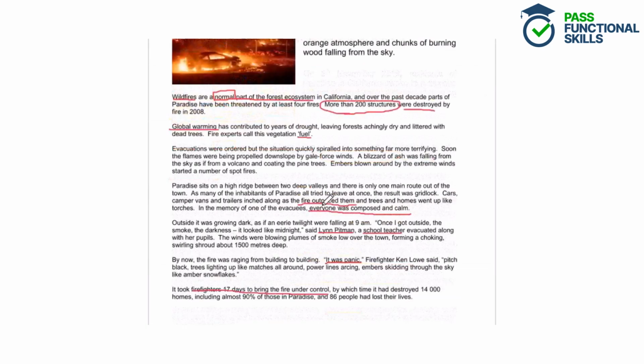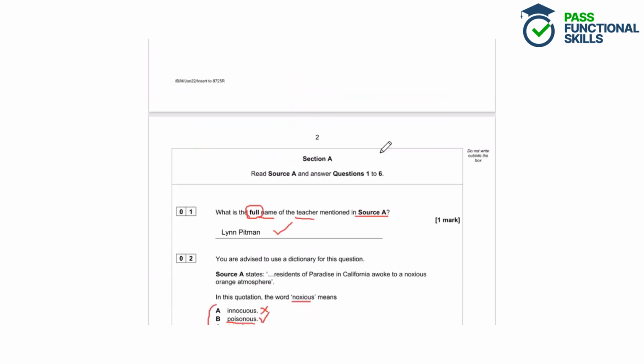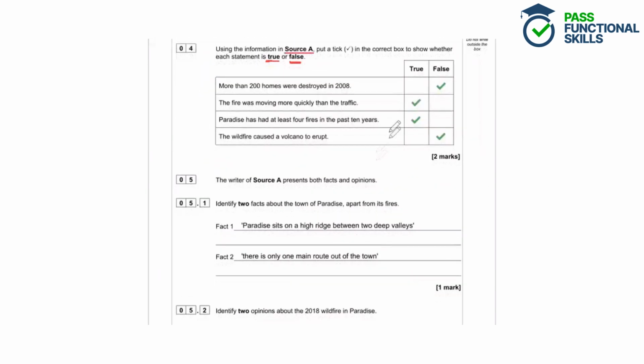If we have a look at the text, we can see that in the past 10 years, over the past decade, there's been at least 4 fires in Paradise. So a decade is 10 years. If you didn't know that, then you might want to look it up in a dictionary. So that is a true statement.